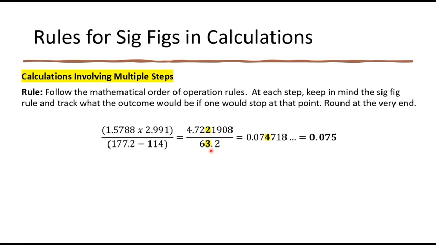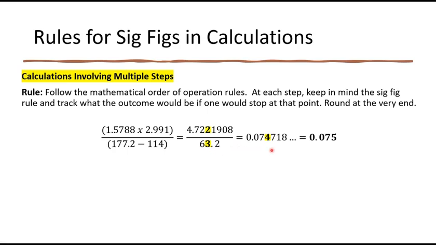Now for the last operation. We are dividing. Dividing, we care about how many sig figs we have. In our numerator, we would have 1, 2, 3, 4. In our denominator, stopping in the ones place, we would have 1, 2. So our answer needs to have 2 sig figs.